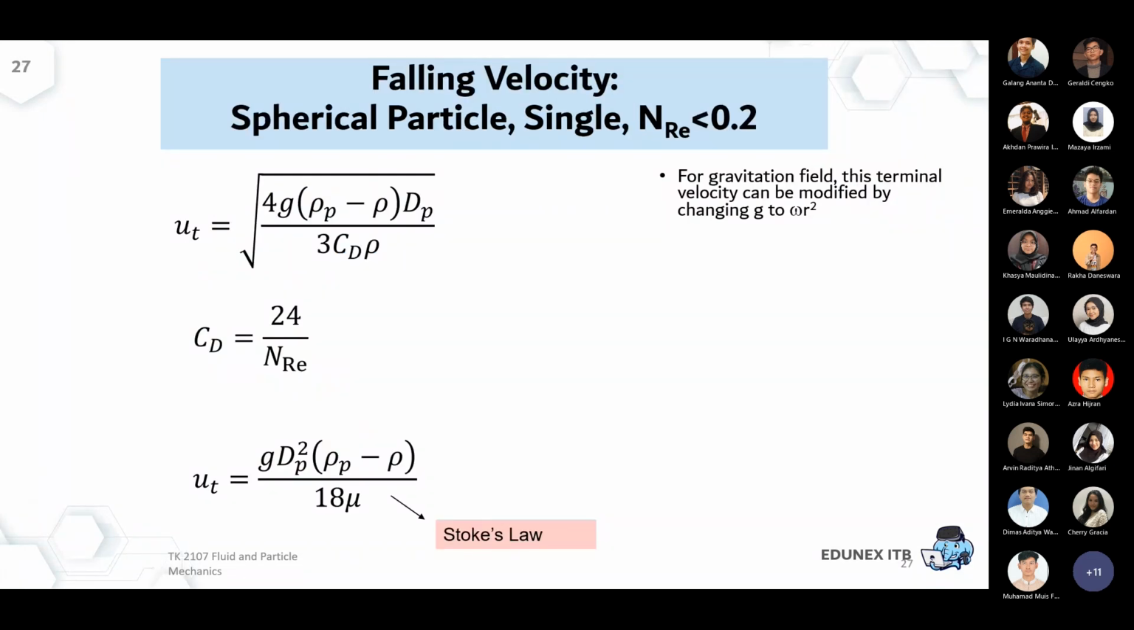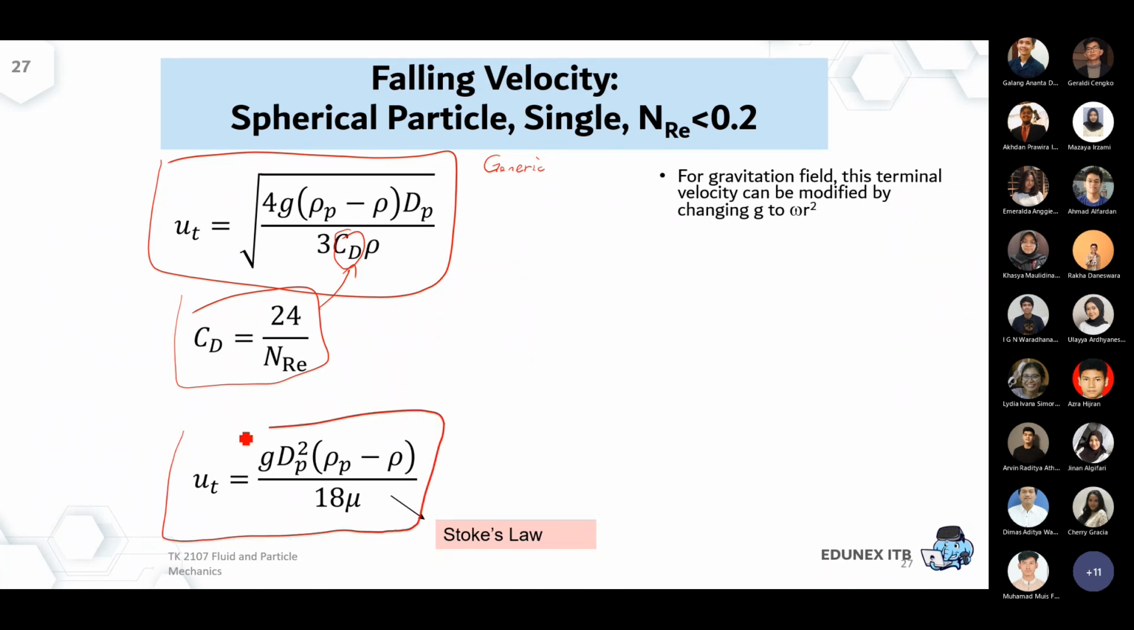So quickly, again, that's the starting point. That's the generic equation that holds true for all regimes, for all Reynolds numbers. So simply you just need to substitute the CD with the CD correlation for a laminar regime. By using that simplification, now you can solve the problem, and you will end up with UT equal to g d square delta rho per 18 viscosity.